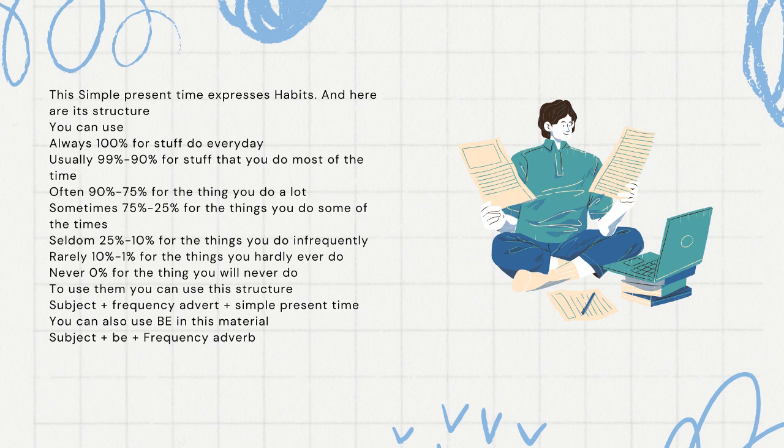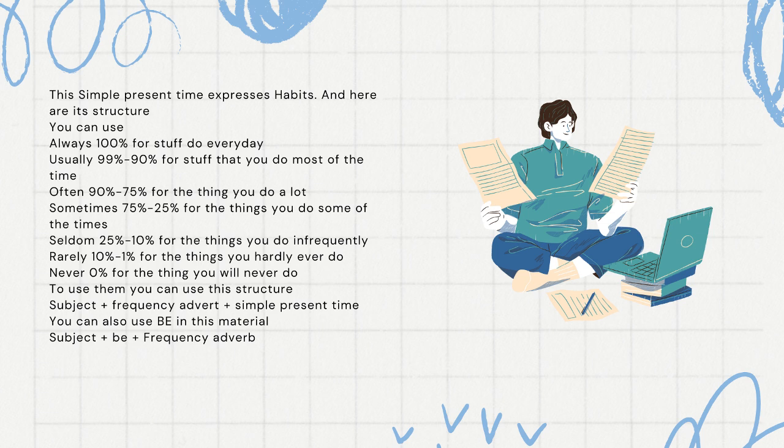And here are the structures. You can use always, 100%, for the stuff that you do every day. Usually, 99% to 90%, for the stuff that you do most of the time. Often, 90% to 75%, for the things that you do a lot. Sometimes, 75% to 25%, for the things that you do some of the time. Seldom, 25% to 10%, for the things that you do infrequently. Rarely, 10% to 1%, for the things that you hardly ever do. Never, 0%, for the things that you will never do or have never done.